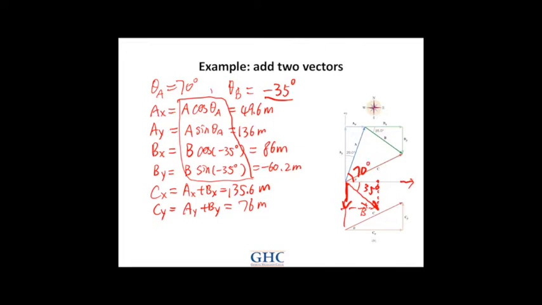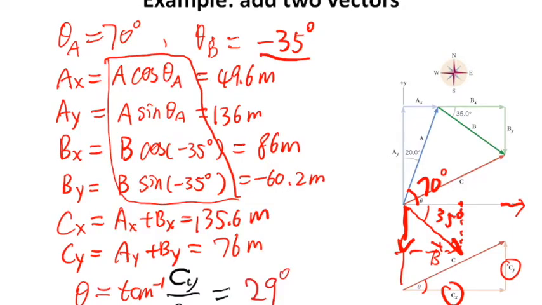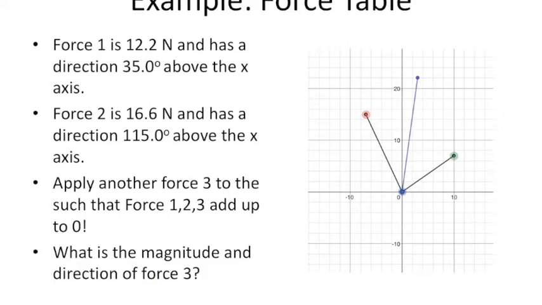This time it is easier because both the x component of C and the y component of C are positive. So you just need to find this angle theta. Theta is inverse tangent, so theta should be inverse tangent Cy over Cx. After we plug in all the numbers, we find this theta for C should be 29 degrees.